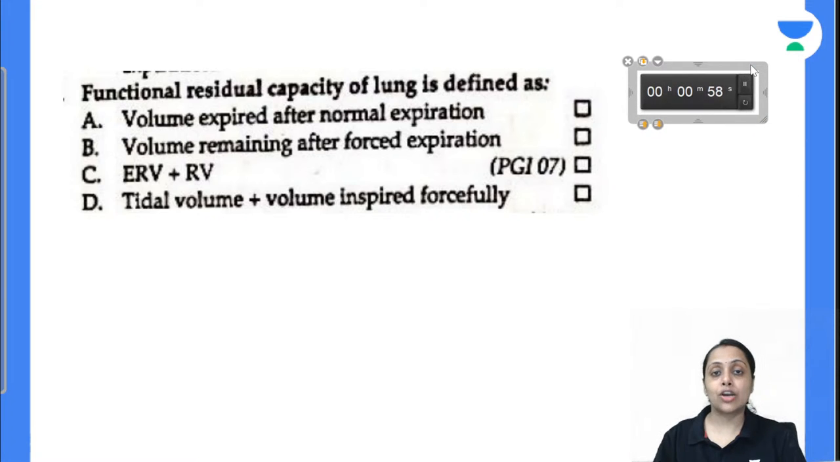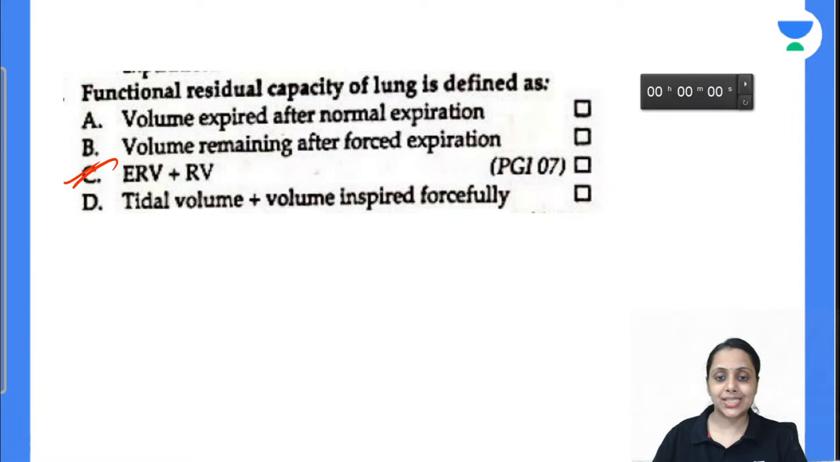Shall everybody answer this question? FRC of lung is defined as... FRC, we just discussed here, is the expiratory reserve volume plus residual volume. So answer is C. Coming to the next one.